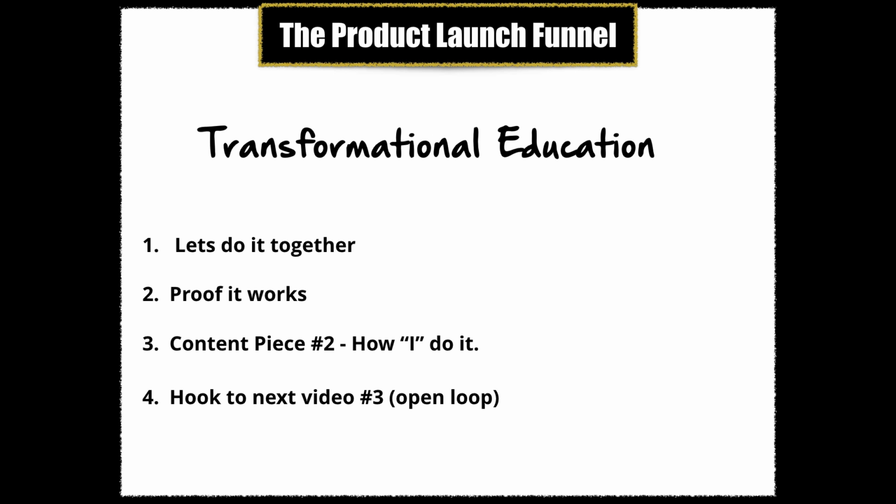Now, the other part is content piece number 2, which is how we do it, or how I do it, sorry. Basically, this is you going over how you do things, and then of course, a hook to the next video, which is the open loop.